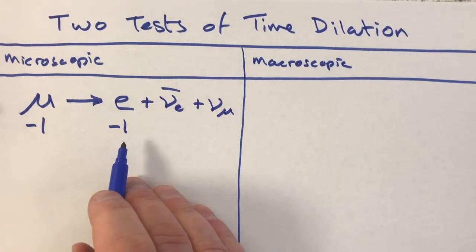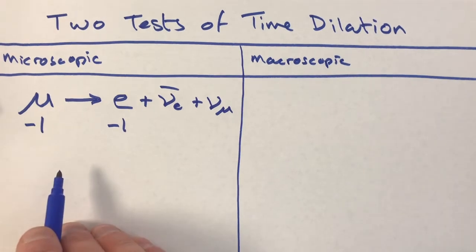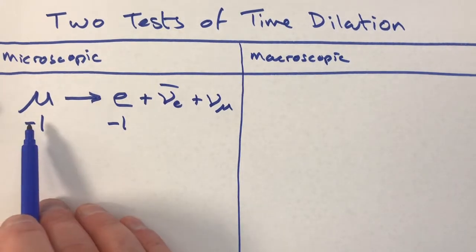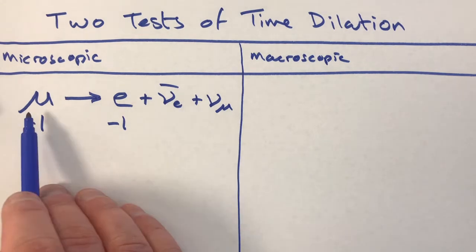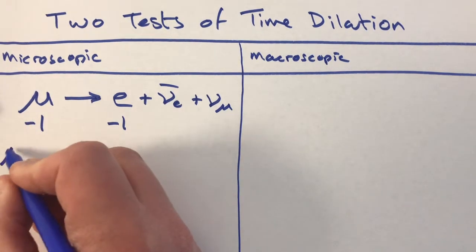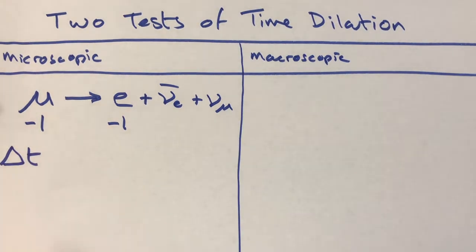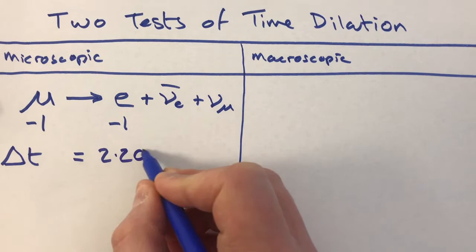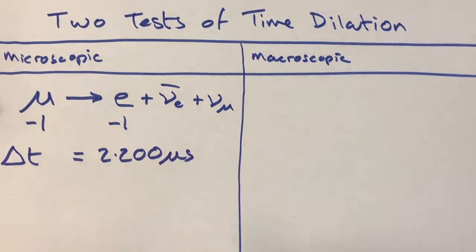All of these details are not really why we're introducing it as a character. What we're interested in is the time between it being produced and it decaying. Typically in the laboratory, it's measured to be around 2.200 microseconds.